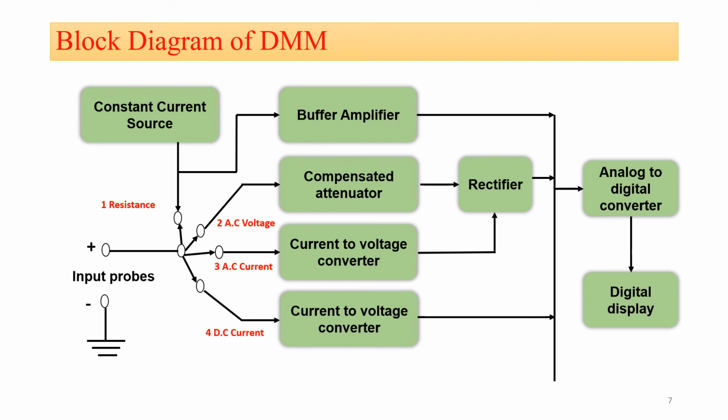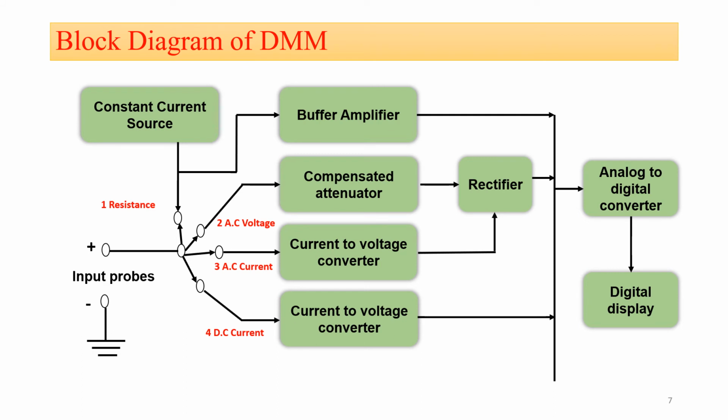Similarly, the fourth parameter, that is DC current. Now how to calculate DC current? Now the position of the rotary switch is in position 4 and the unknown DC current is applied across the input probes. Now this is converted to proportional voltage with the help of the current to voltage converter, and this voltage is given to ADC without rectification.